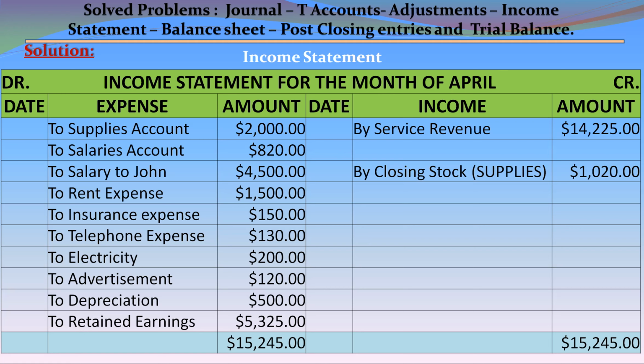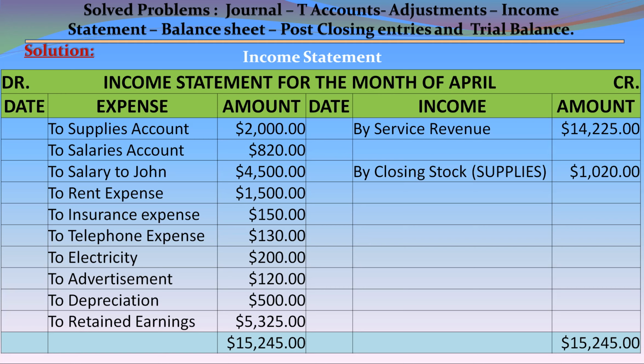Debit side, credit side. On the debit side all expenses are recorded, on the credit side all incomes are recorded. On the debit side, to supplies account 2,000, to salary account 820, to salary to John 4,500, to rent expense 1,500, to insurance expense 150, to telephone expense 130, to electricity charges 200, to advertisement charges 120, to depreciation 500. On the credit side, by service revenue 14,225, by closing stock of supplies 1020.